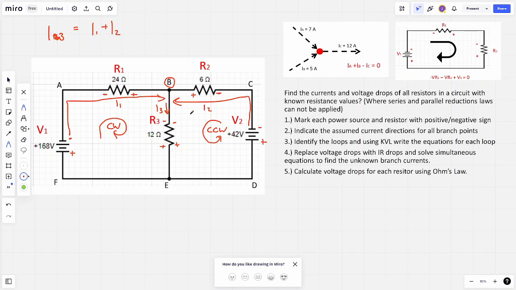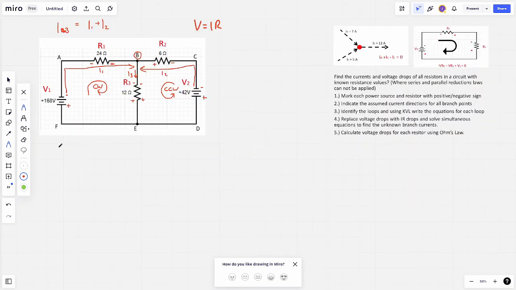So let's now begin with the first loop. What I'm going to do is just quickly clean up the screen so we can write down our equations. So let's begin with the first loop, and that's going to be A, B, E, F, A. The reason why is because as the electrons leave the negative terminal, the first point in the circuit is A. So we're going to say that's A, B, E, F, and then we're going to close the loop by adding A back in. So now let's look at identifying the loop, which we've just done, and using Kirchhoff's voltage law to write the equation for each loop.